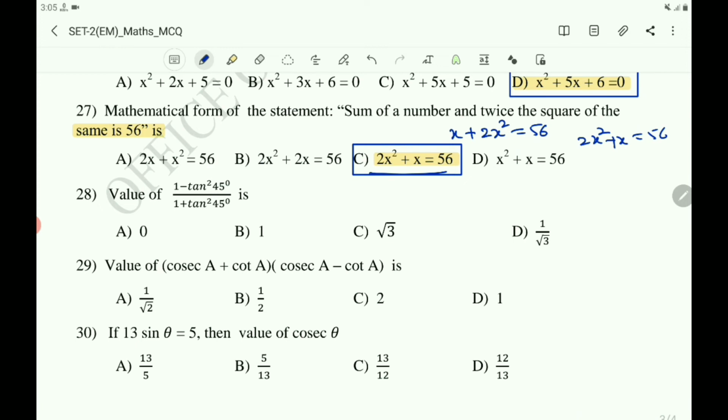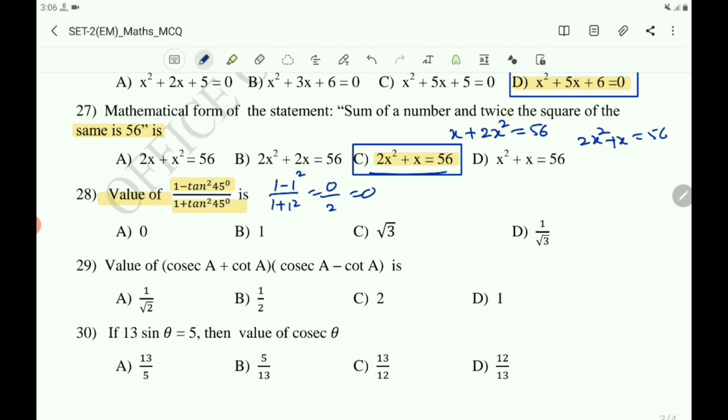Then question number 28. Value of 1 minus tan square 45 over 1 plus tan square 45. Here you must know the value of tan 45. What is the value of tan 45? Tan 45 is 1. So then it is 1 minus tan square 45, that is 1 square, over 1 plus 1 square. So you will get 0 by 2, which is equal to 0.